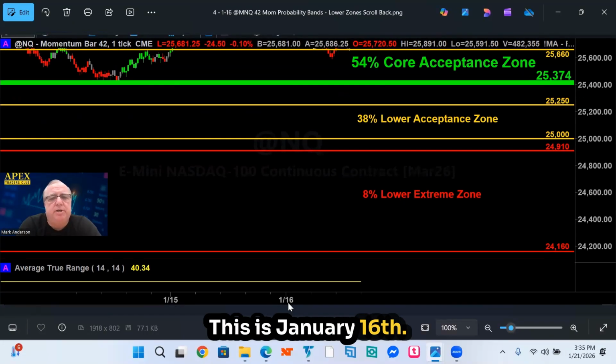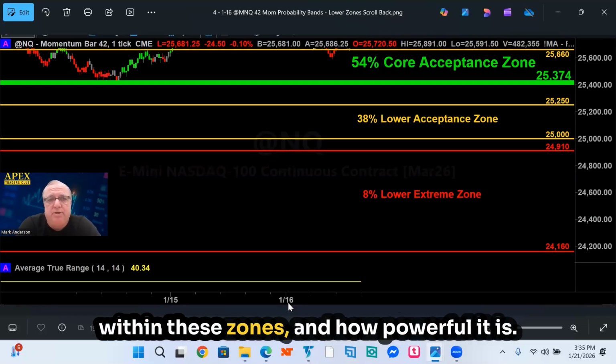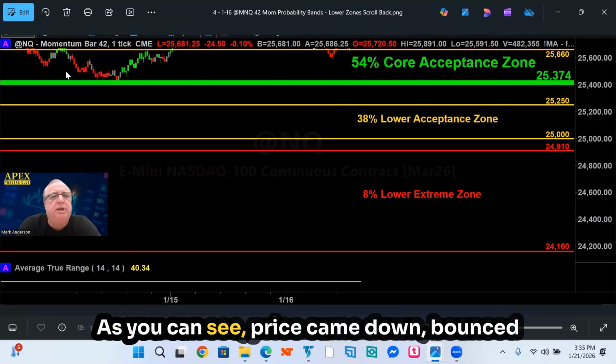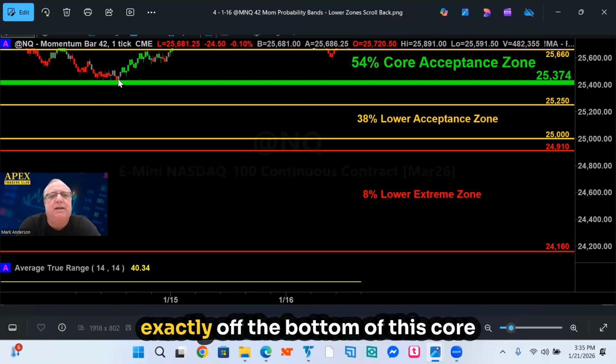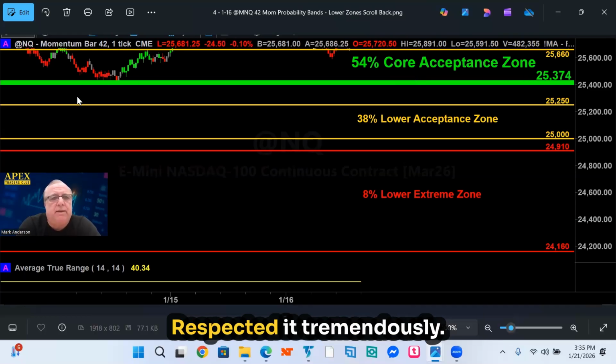This is January 16th. I'm going to go all the way back to the first of the year to show you how price operates within these zones and how powerful it is. As you can see, price came down, bounced exactly off the bottom of this core acceptance zone, 25,374, and then moved up. Respected it tremendously.